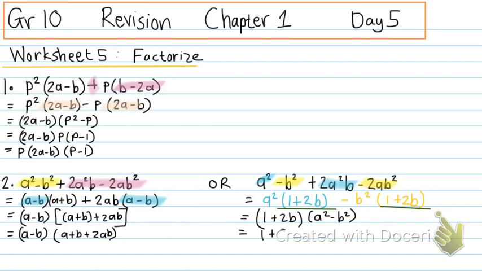That second bracket is now a difference between 2 squares. So I'm going to have a minus b, a plus b.